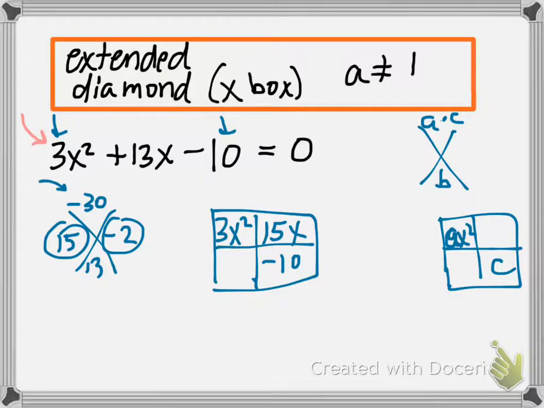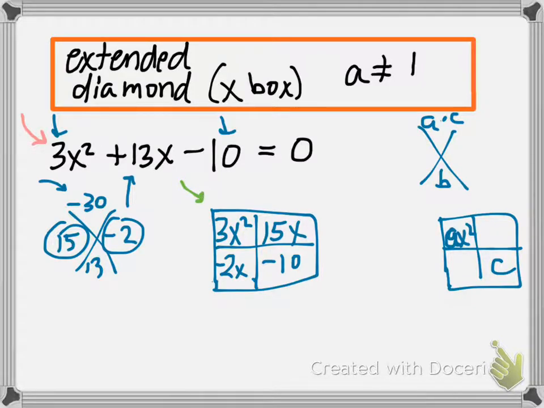This, when I say X, diamond, let's call it the diamond. This right here, 15X plus -2X would be 13X. So one's 15X in one corner, doesn't matter which corner, and the other one's -2X. I like to start at this corner when I'm factoring.